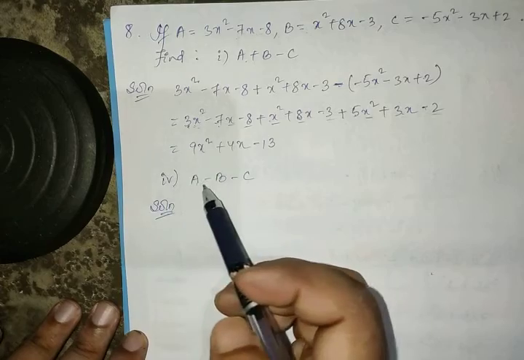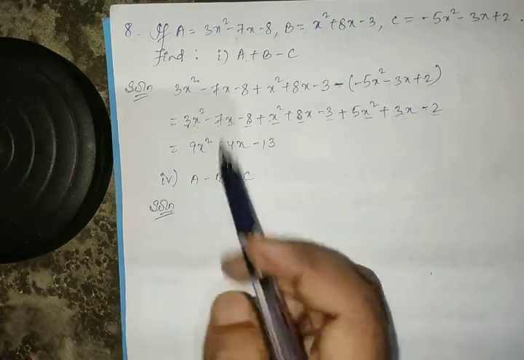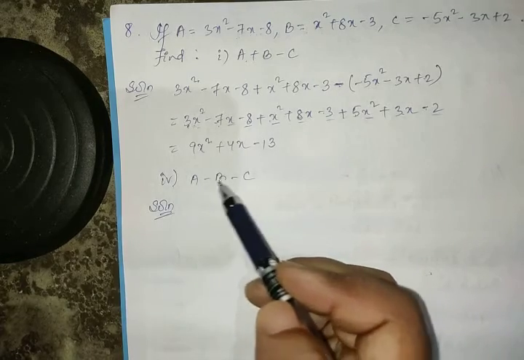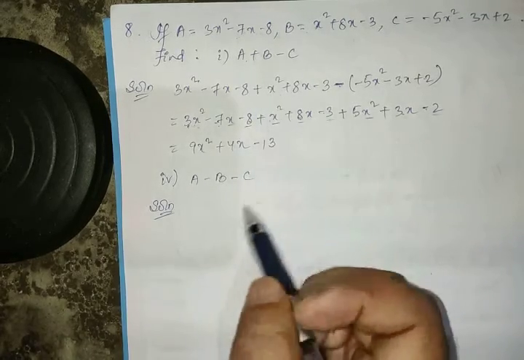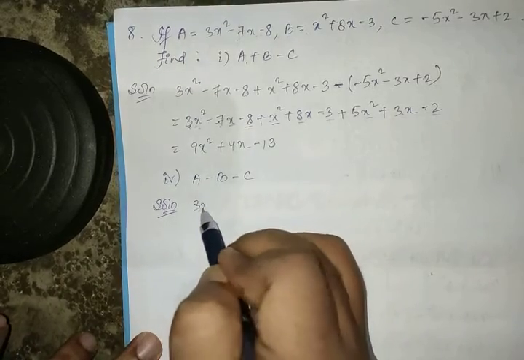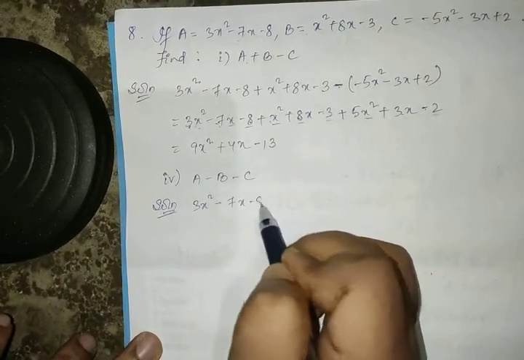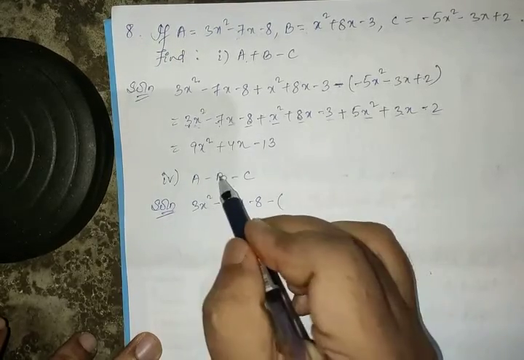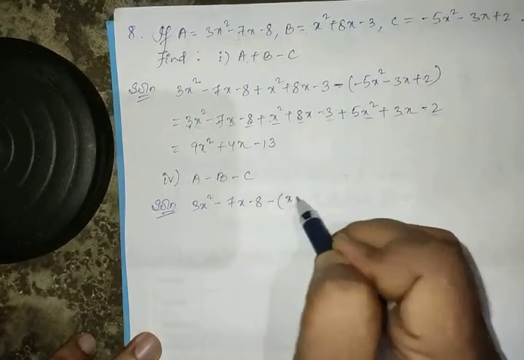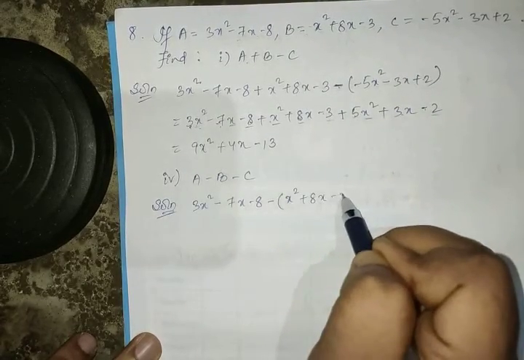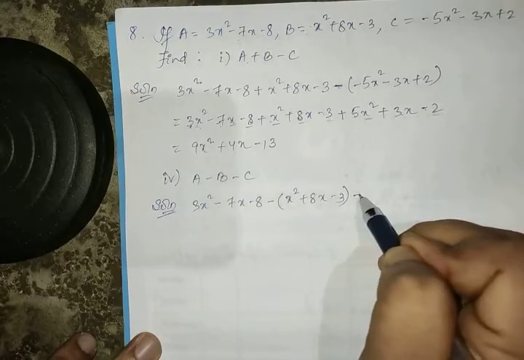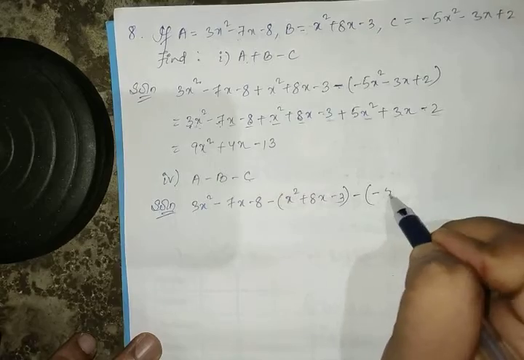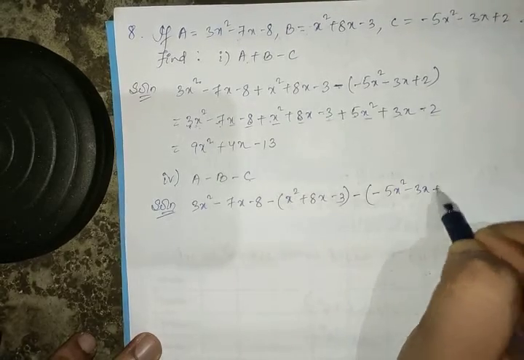Okay, now we'll do for Roman number 2, a minus b minus c. So here also we have to put the same values of a, b and c, just they have changed the sign. Minus b and minus c, similar to this only. So the value of a is 3x square minus 7x minus 8. Then we have minus b, so write minus, and whenever there is a minus you put a bracket. So b, and what is the value of b? x square plus 8x minus 3. Again you have minus, write minus and put a bracket again, and then we'll write the value of c. c is minus 5x square minus 3x plus 2.